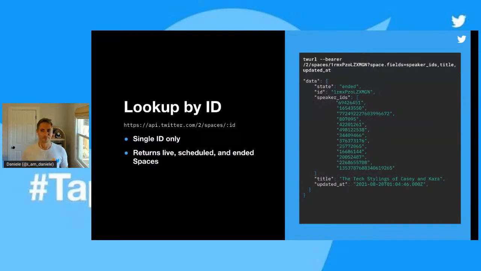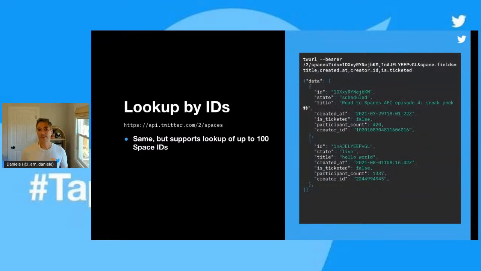And this is the base functionality. You can look up a space by its ID for a single space. So, give me this space, and it returns live and scheduled spaces. And if a space has ended, you will also know that. It's useful to understand whether you need to ignore that space because it has ended. And there's similar functionality. You can also request up to 100 IDs and get those all in one request. So you don't have to make 100 separate requests if you want to understand the status of 100 spaces.